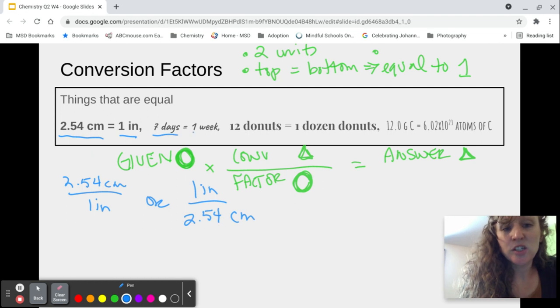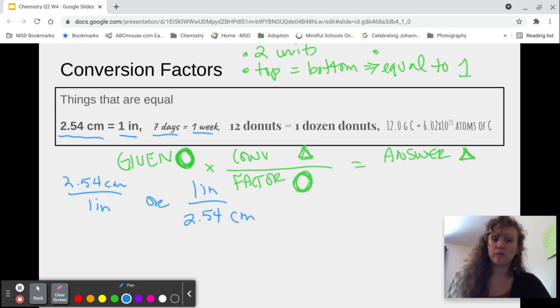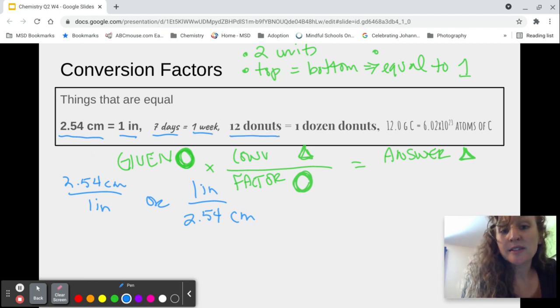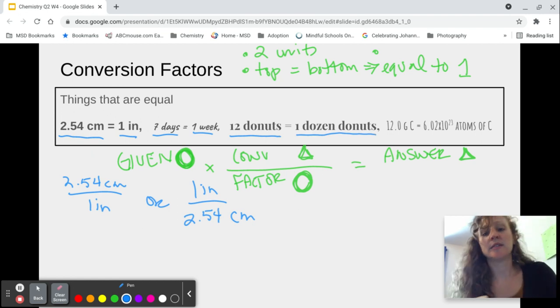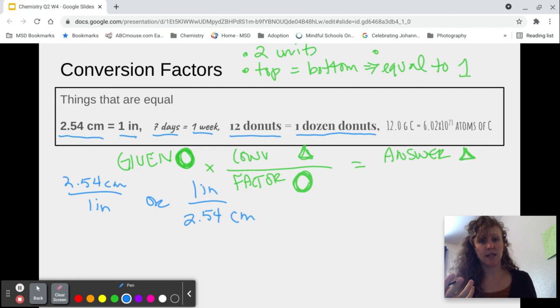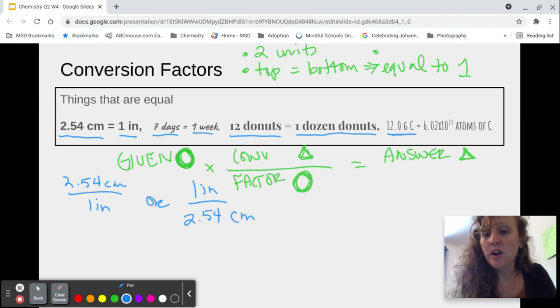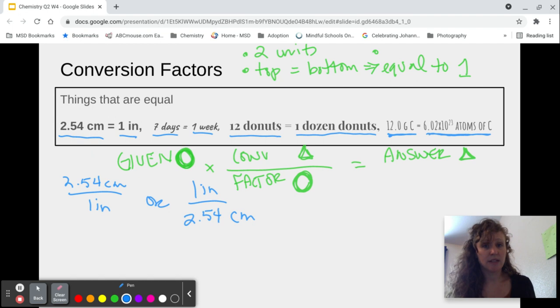Similarly, 7 days to 1 week. That could be used as a conversion factor because 7 days is equal to 1 week. 12 donuts is equal to 1 dozen donuts. Those two things are equal quantities communicated in different units. So you can put those together to make a conversion factor. 12 grams of carbon is equal to 6.02 times 10 to the 23rd atoms of carbon. Those two things are equal quantities, and so they can be put into a conversion factor.